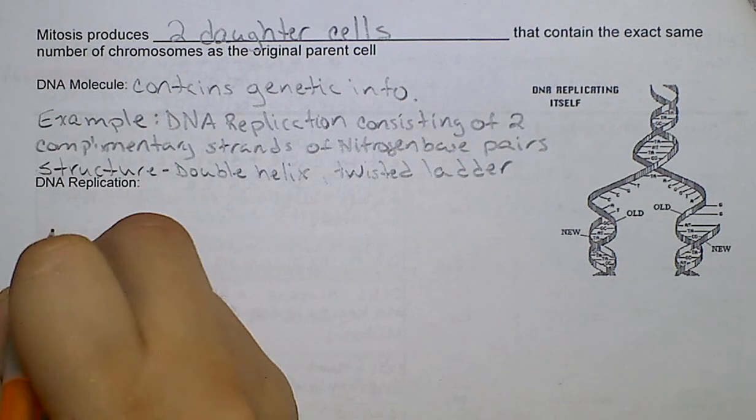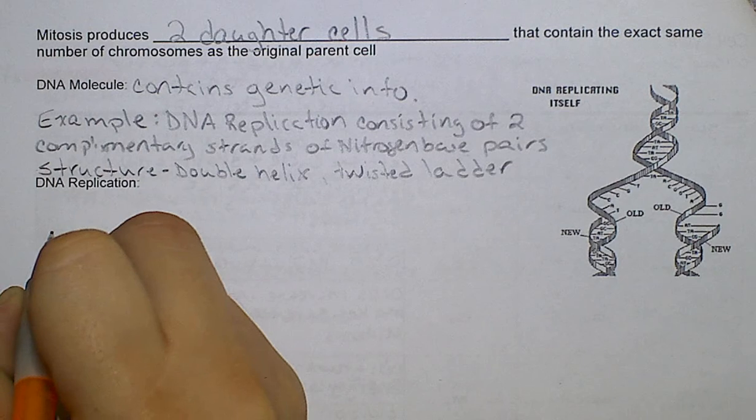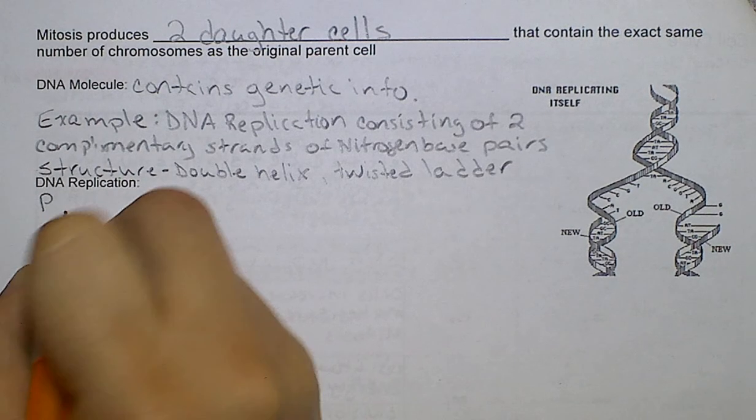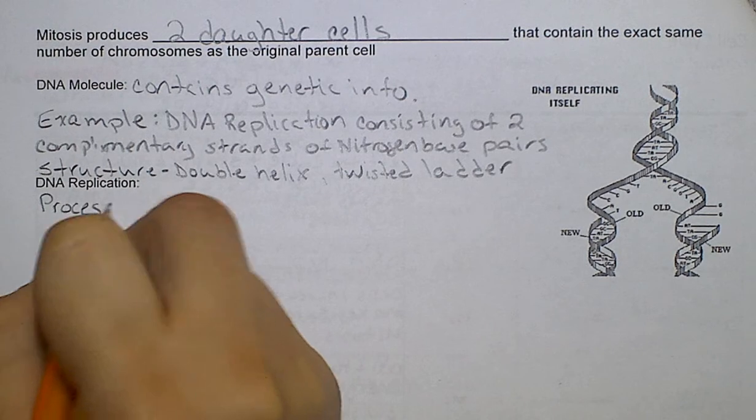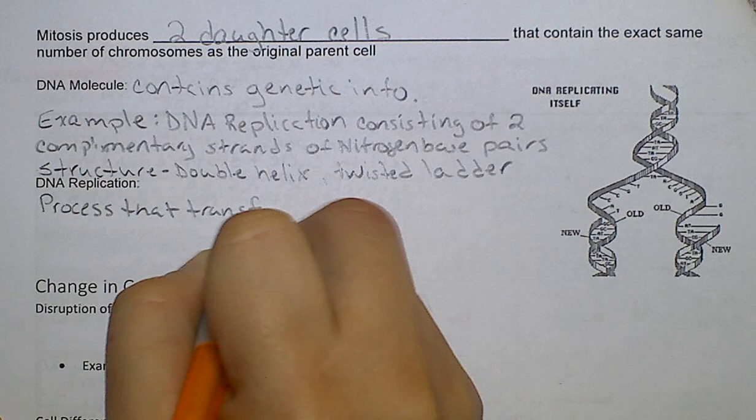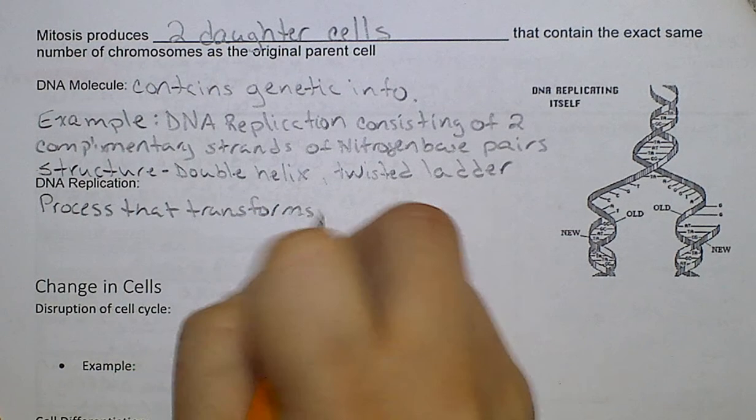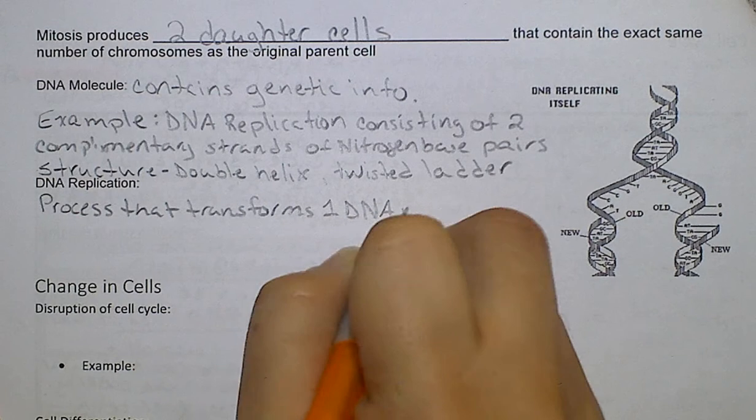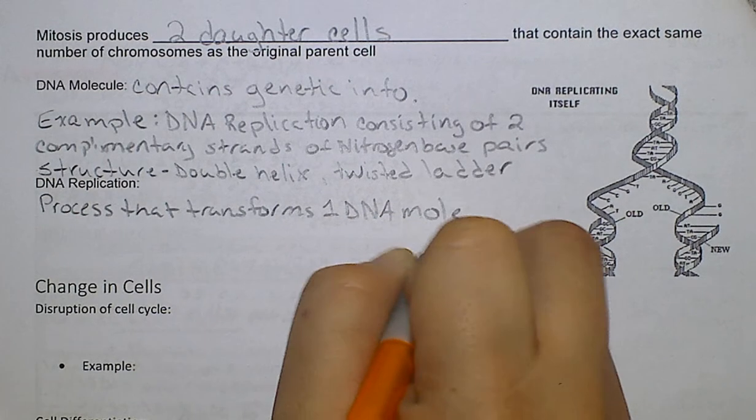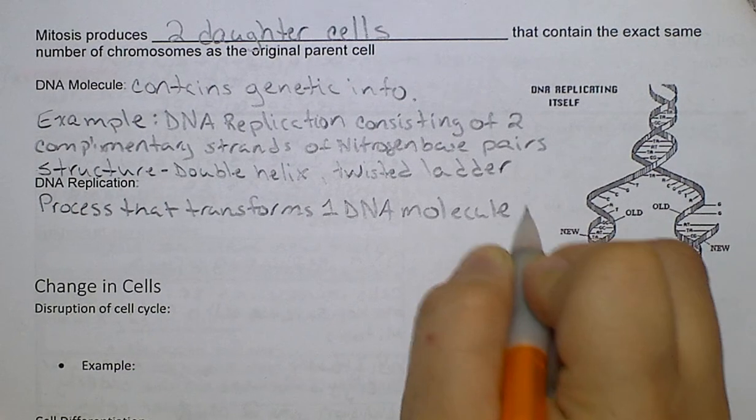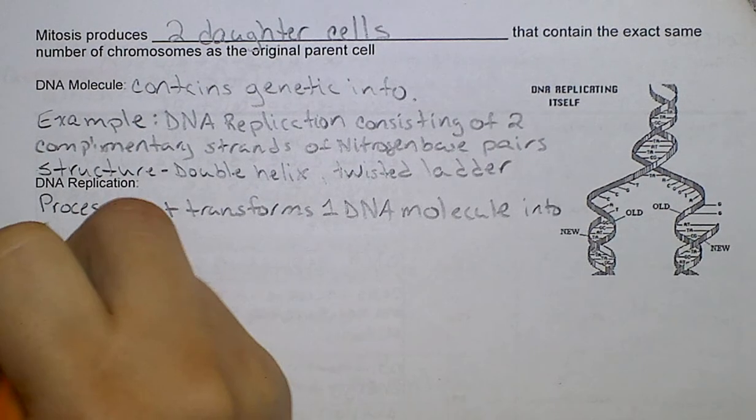Okay, definition of DNA replication. So it's a process that transforms one DNA molecule into two identical copies.